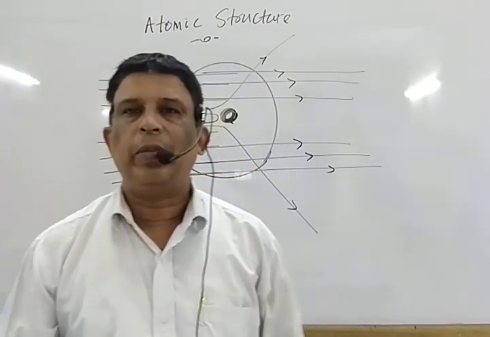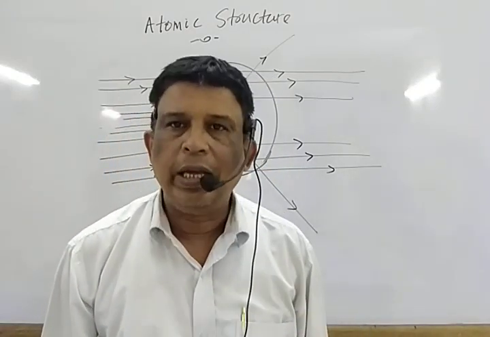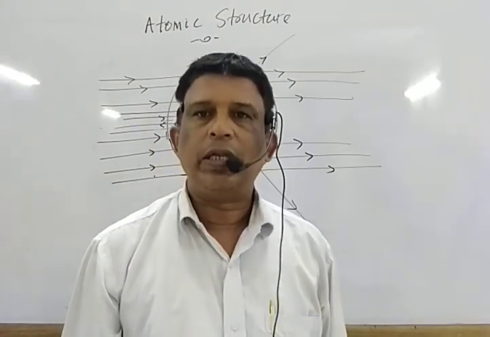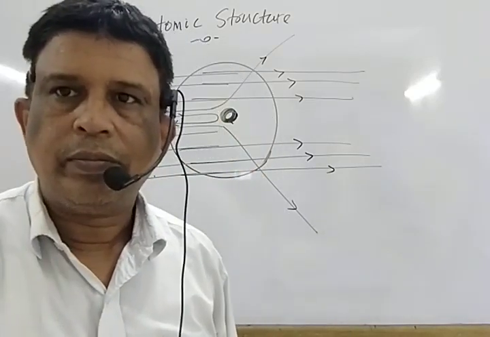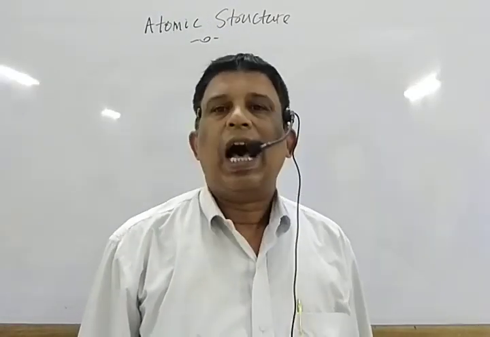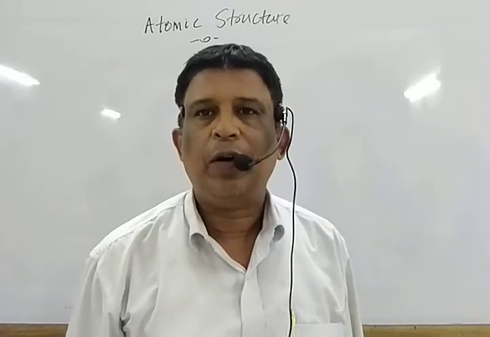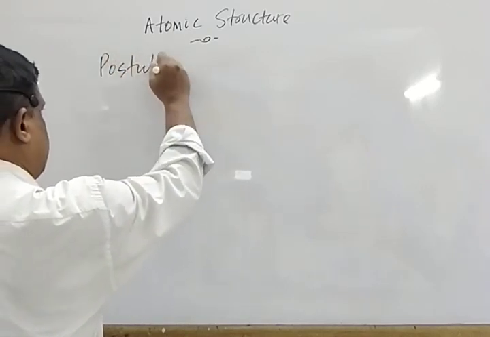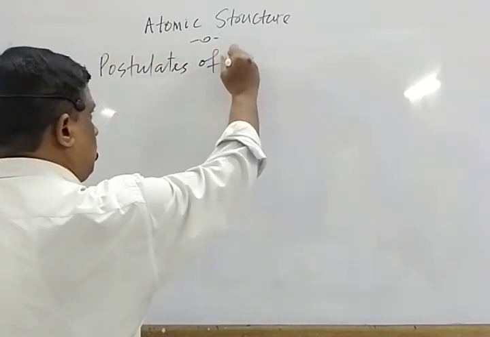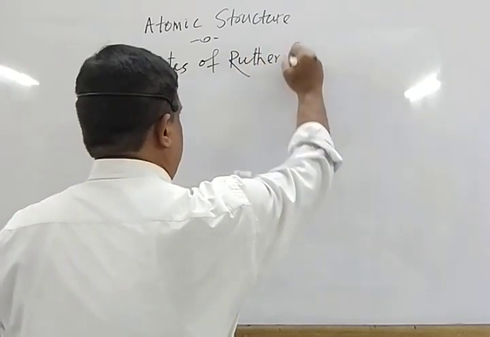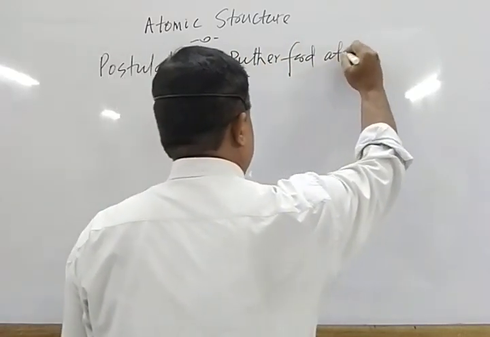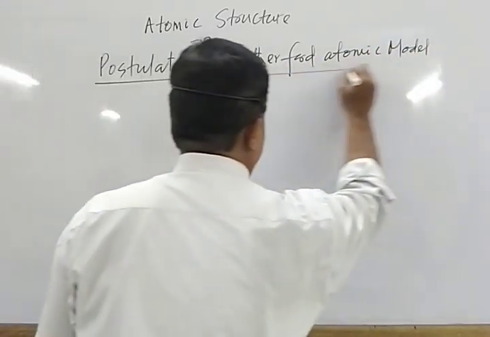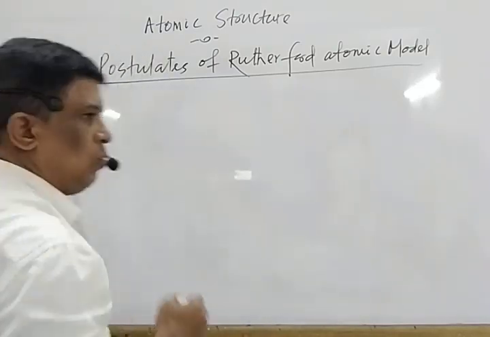From this alpha scattering experiment, he drew the following conclusions. We discuss them one by one. Next we discuss the main postulates of the Rutherford atomic model. Mark that. There are 5 to 6 points, which we discuss one by one.